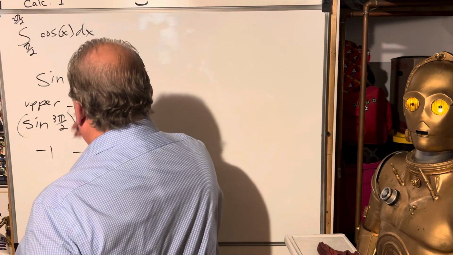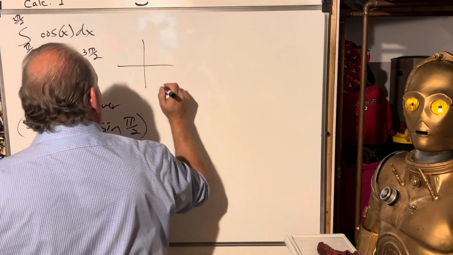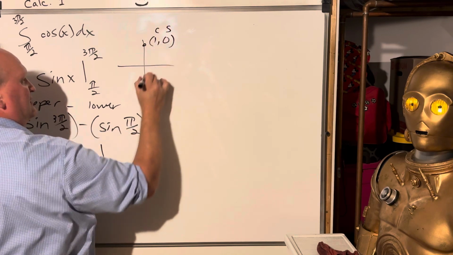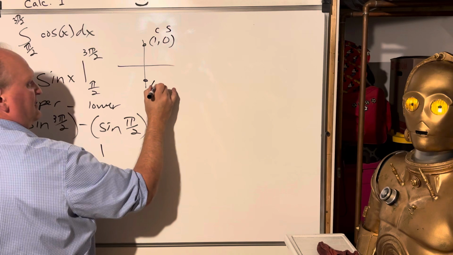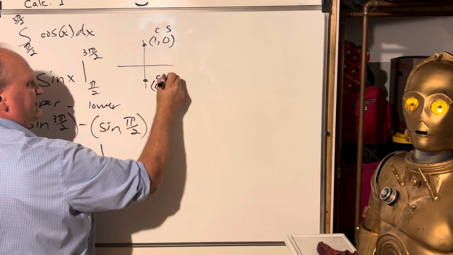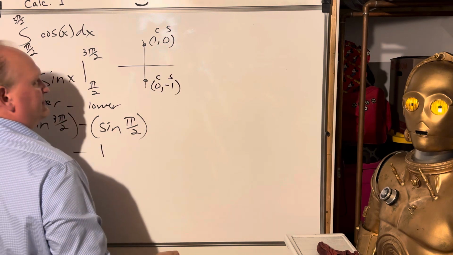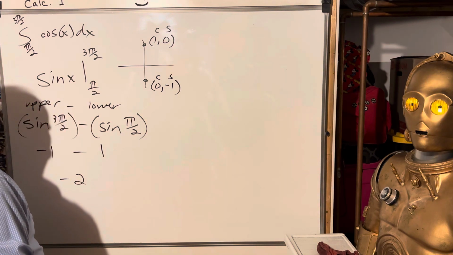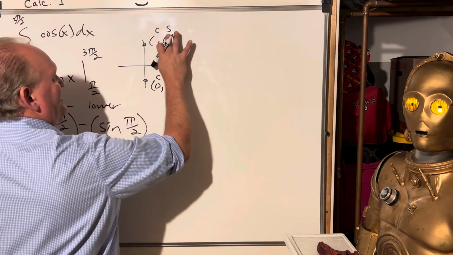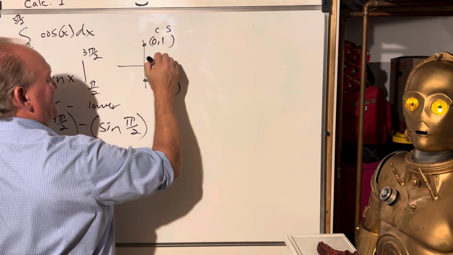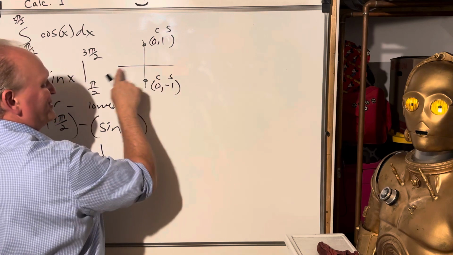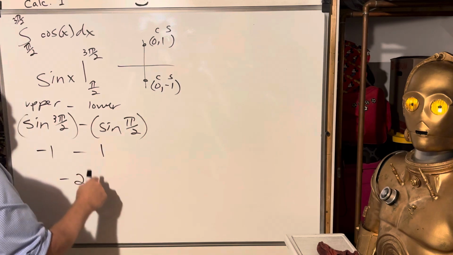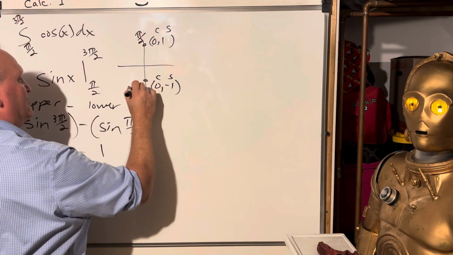So, the sine of 90, oh wait, I got those mixed around though. You've got to make sure you know how to put a point down. 0, 1: 0 right or left and 1 up, and 0 right or left and 1 down. So there's our pi over 2 and 3 pi over 2.